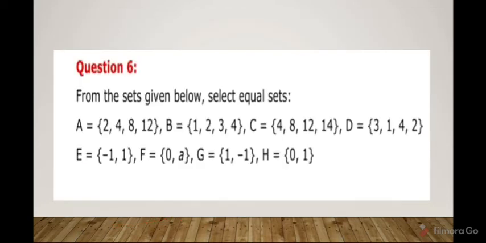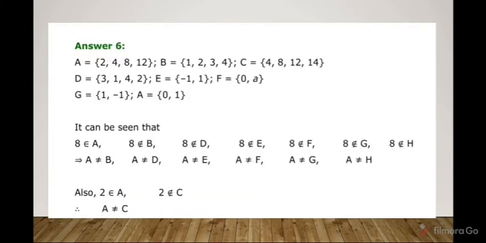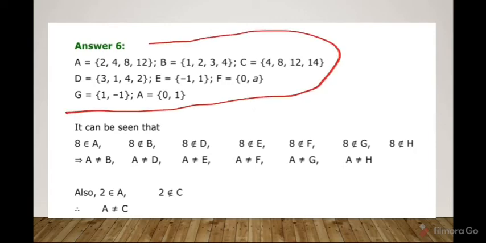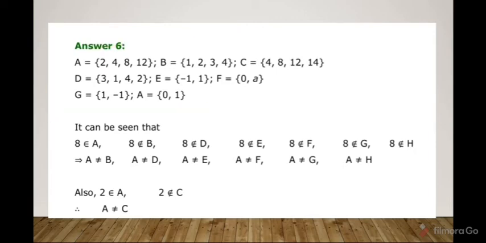Now question number 6. From the sets given below, select equal sets. Here are A, B, C, D, E, F, G, H. 8 sets are given. You have to check which are equal sets and which of them are unequal sets. So let's check the solution. As you can see, all 8 sets are given. First of all, I'll take an element 8 from set A. As you can see, 8 does not belong to B. 8 does not belong to set D.